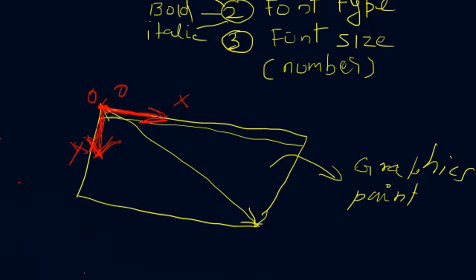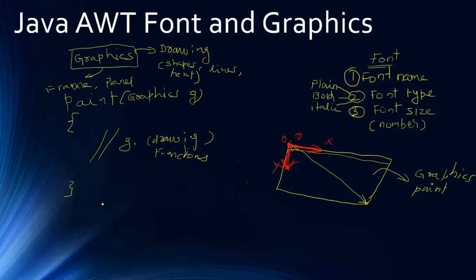Now let's go back to our paint method. Here we are going to use two methods from the graphics. In the graphics object, we will use the setFont method. The setFont method will take a font object, and we will set that font using setFont. After this, we will perform drawString.